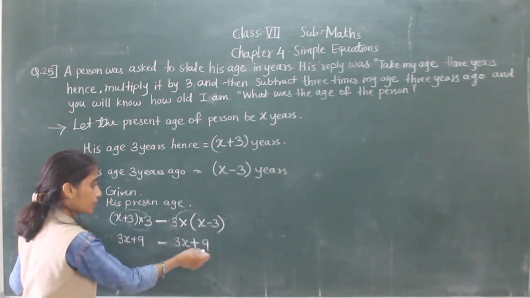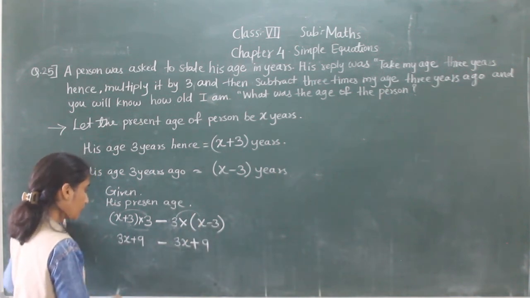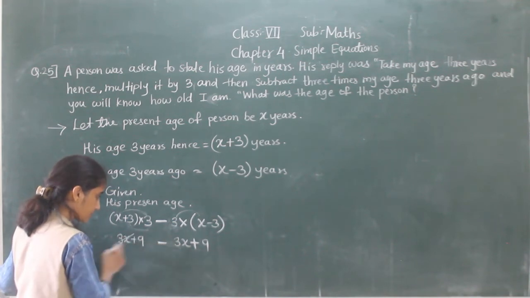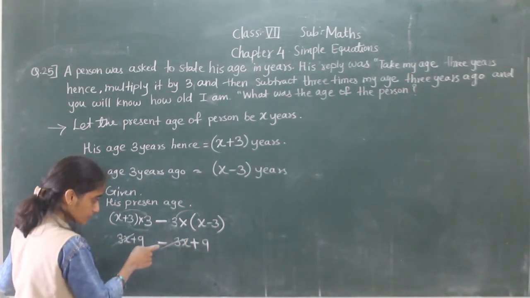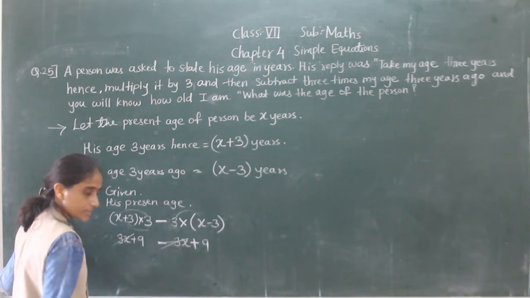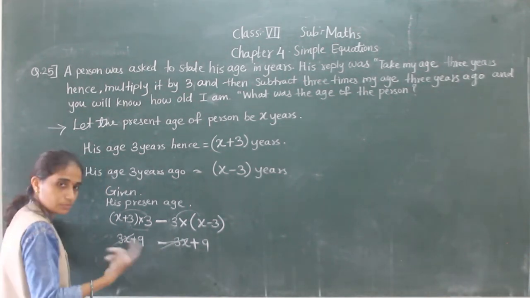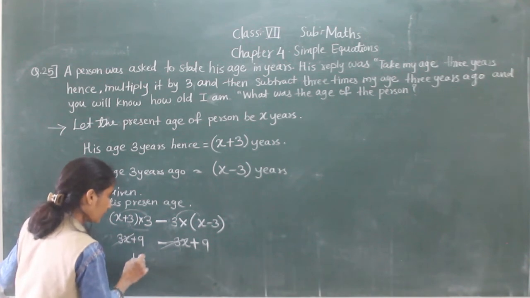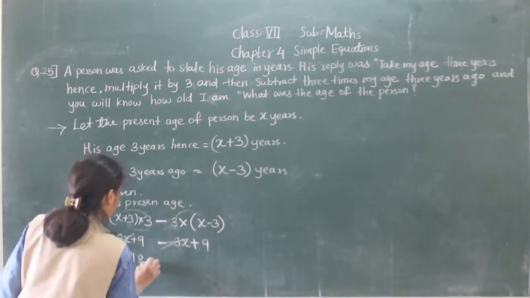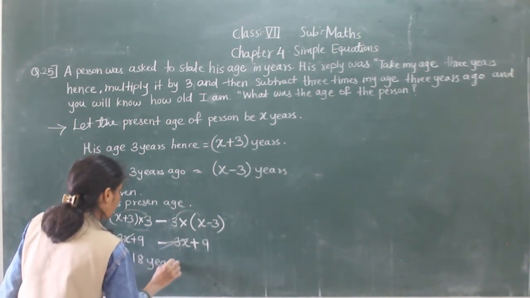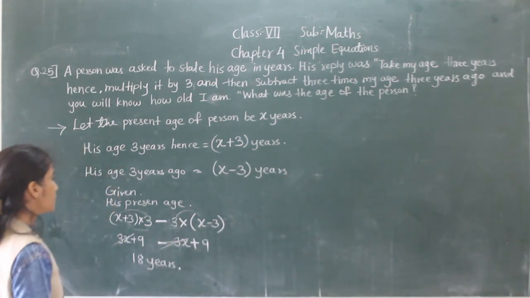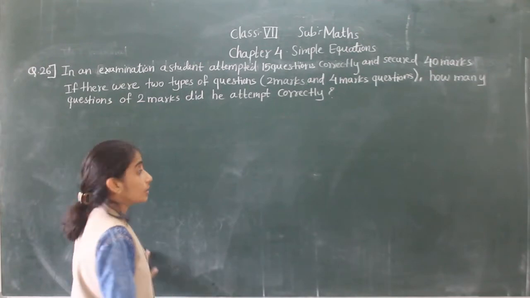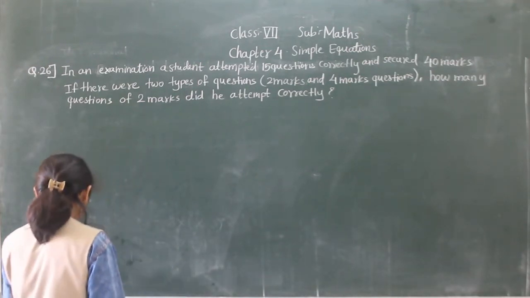3 multiplied by minus 3 plus 9. Now plus 3x and minus 3x get cancelled. Plus 3x and minus 3x get cancelled. So 0 into 8. So 9 plus 9, 18. So how much answer did we get? 18 years. Let's move towards question number 26.